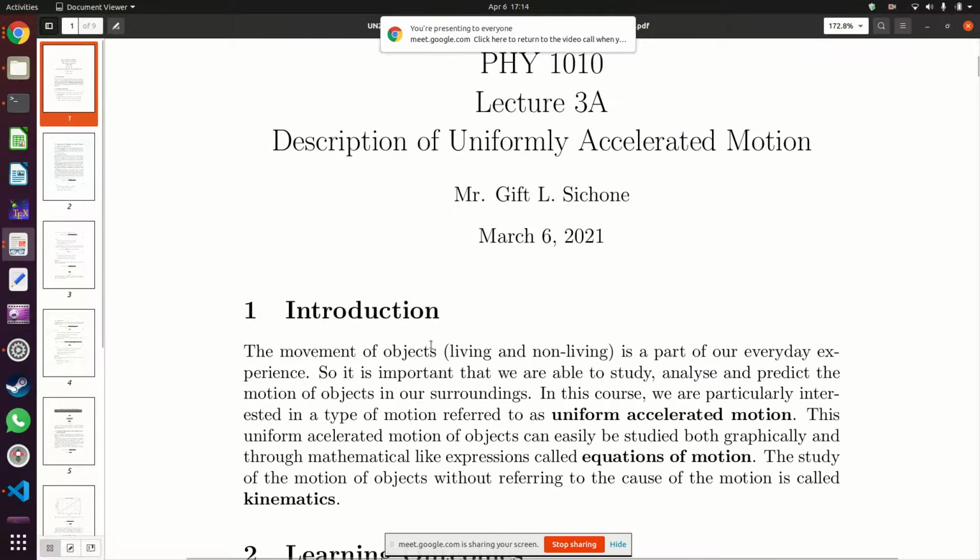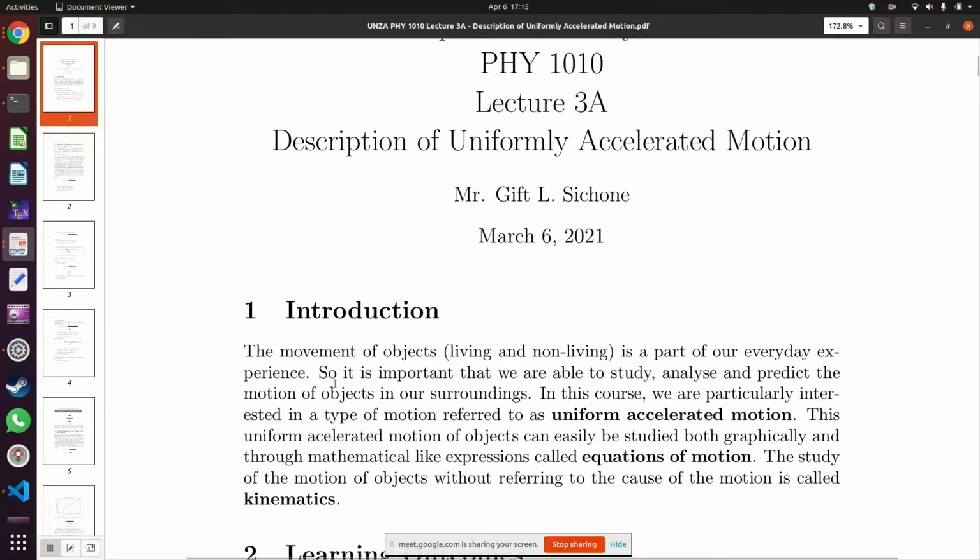Okay. Now, motion and movement of objects is an important part of life. Things are always moving around us, and we as people also do a lot of moving. So it is important that we are able to actually study, analyze, and also predict the movement of things.